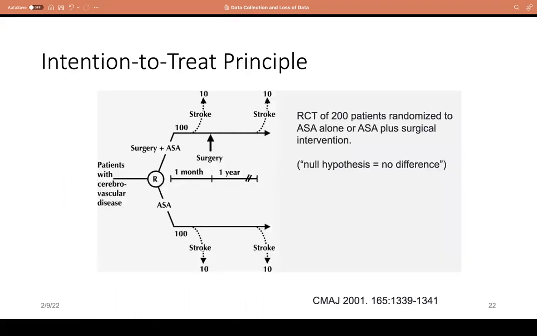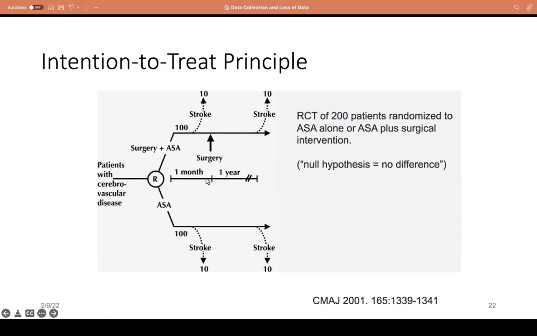So this is just an example which looks at the effects of not using intention to treat analysis. This is a hypothetical study of people randomized to either aspirin or surgery and aspirin to look at stroke prevention. You have 200 people, and 100 are randomized to each arm, and there's a 1 month period that you have to wait before you can actually have the surgery. So that's what's going on in this upper arm. Again, 200 people with cerebrovascular disease are randomized to either surgery plus aspirin or aspirin alone.